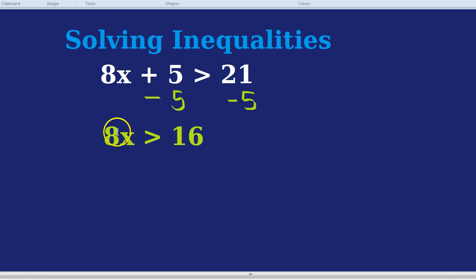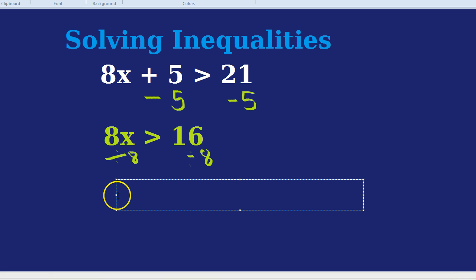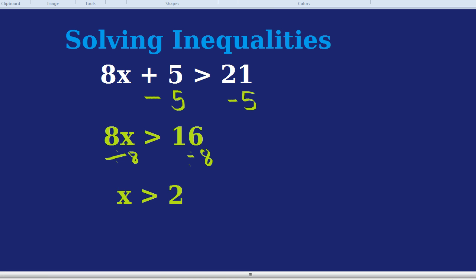Okay, how do we get rid of that times by 8? We would divide by 8. And divide by 8, always to both sides, just like an equation. So we would have x is now greater than 16 divided by 8, which is 2. And that's a whole lot nicer. Can I have more than 2 of something? That's way easier to understand than can I have, if you times it by 8 and add 5, more than 21. That's confusing.